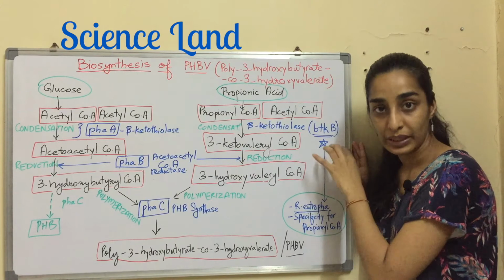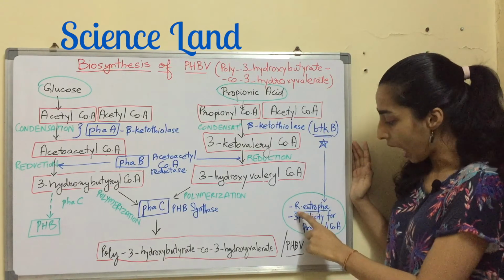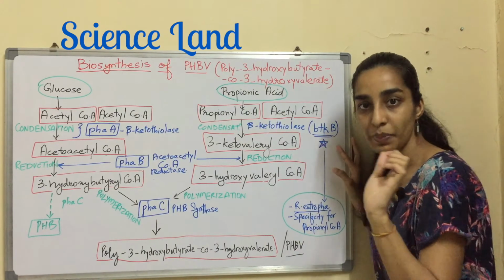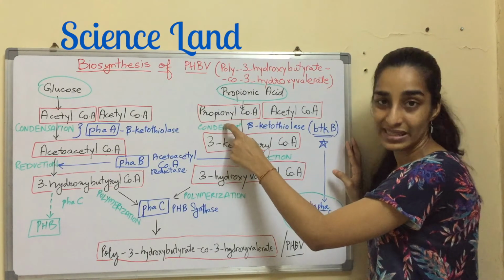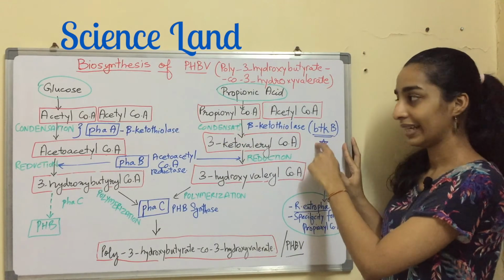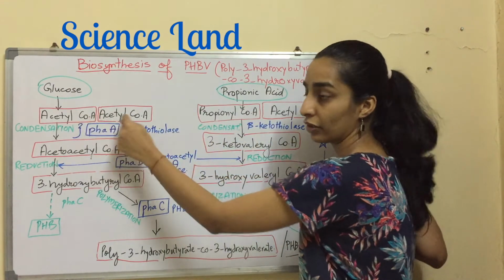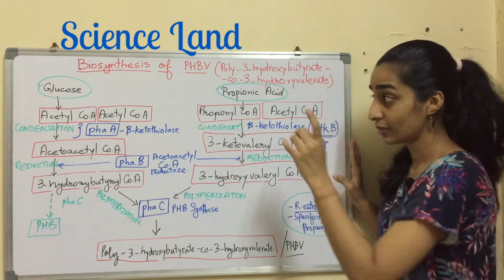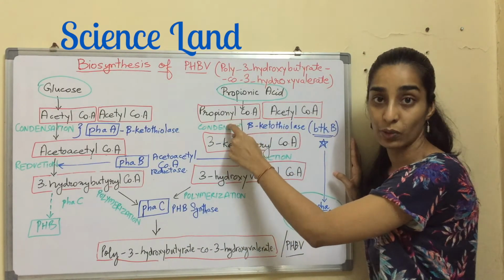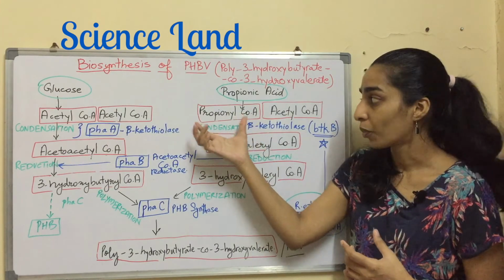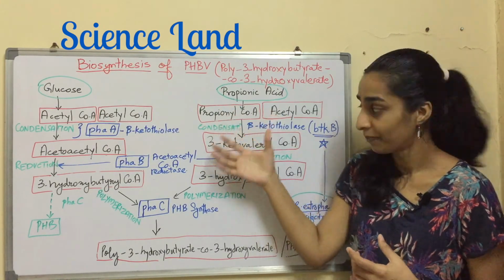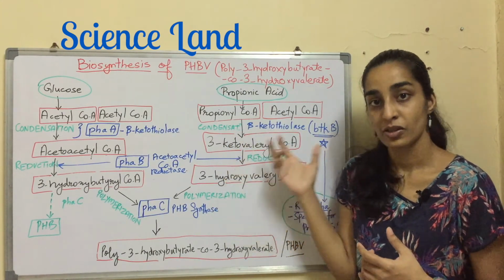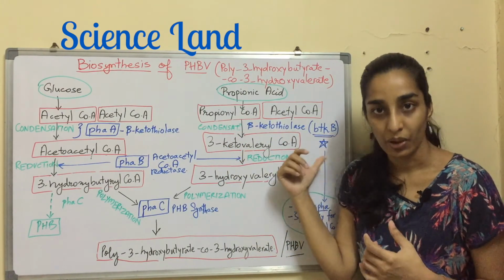The BKTB was found in R. eutropha. Okay, this enzyme is very specific to propionyl coenzyme A. If you put this enzyme in front of two acetyl coenzyme A molecules, it won't condense. The specificity is for the propionyl coenzyme A molecule. If the propionyl coenzyme A is not there, these two subsequent compounds will never be formed. So this enzyme is very important.